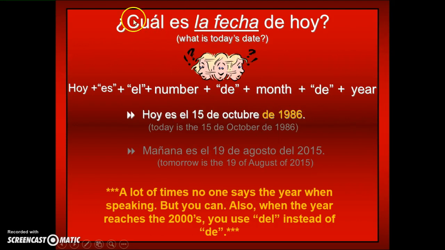So here's the question. What is today's date? ¿Cuál es la fecha de hoy? Y'all recognize la fecha? It's on the quizzes. What is today's date? That's how you ask for today's date. Well, here's the formula and how to form it in writing and in saying it.